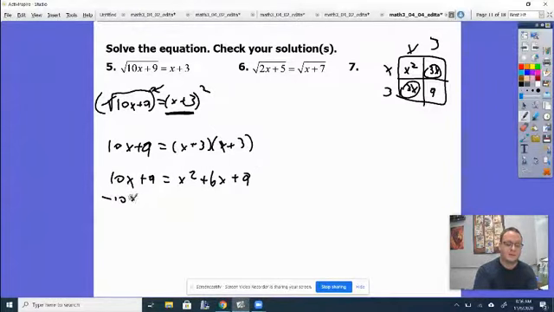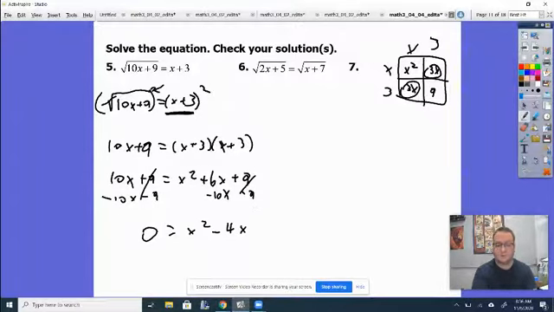So I'm going to do minus 10x, minus 9, minus 9. Oh, that's kind of nice. Those cancel. So I have 0 equals x squared minus 4x. Okay, now I can do quadratic formula. It's going to be faster to factor here. So I want to say 0 is equal to x times x minus 4. Okay, using the 0 product property, I can say that my x's are equal to 0 and positive 4.